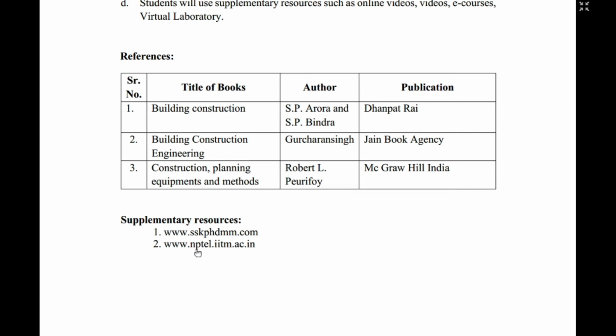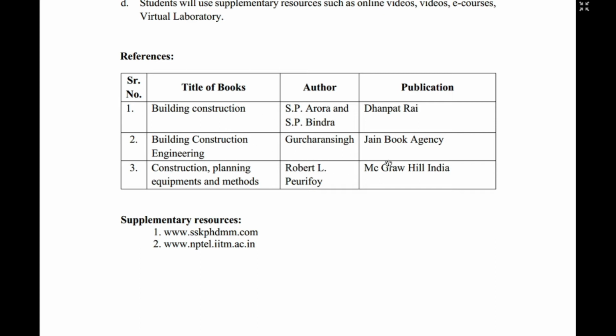This is a very important thing: nptel.iitm.ac.in. It is basically the site of the Indian Institute of Technology Madras. You will get similar kind of content on the web also. You can search there also.